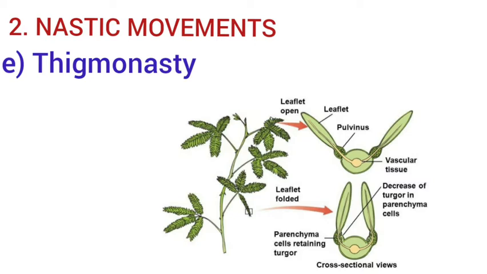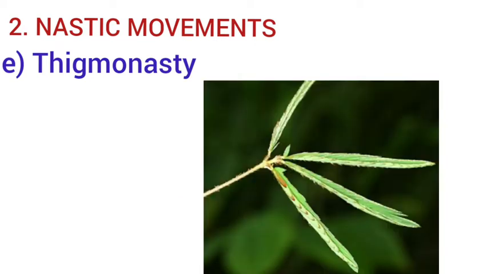When the leaves of mimosa are touched, there is a change in the turgor pressure at the pulvinus because of the action potential, and water is channeled to the other side of the leaf. The pulvinus loses its firmness, and hence the leaves fold.